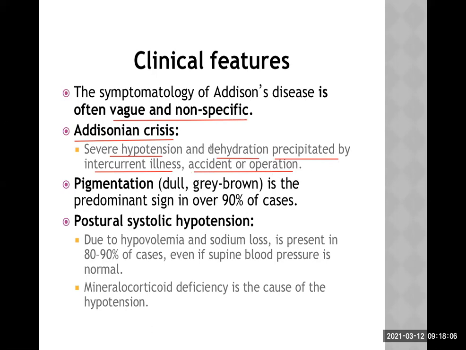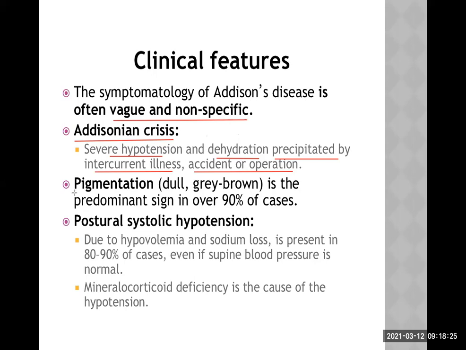Another reason is if the patient is taking powerful glucocorticoid from outside, and if they suddenly stop taking it, the same type of situation will develop because there is no glucocorticoid in the body now. This is also known as Addisonian crisis.